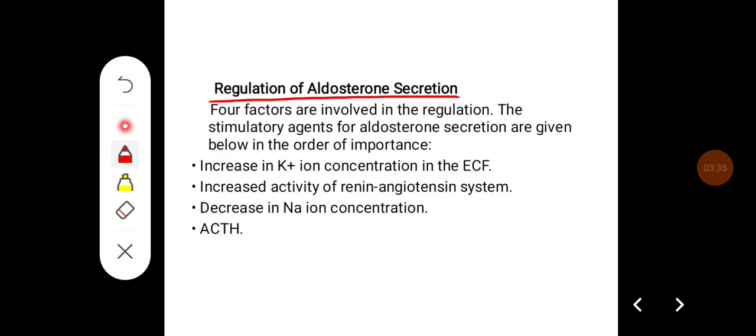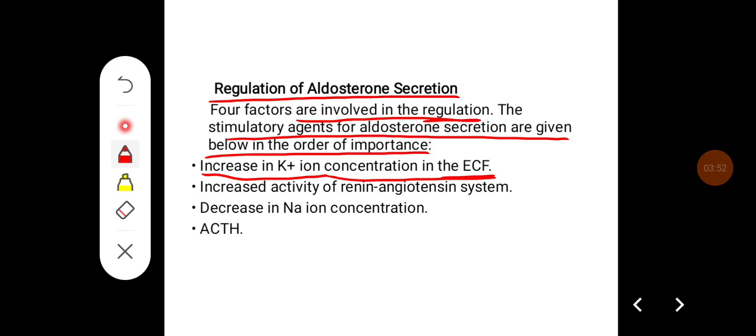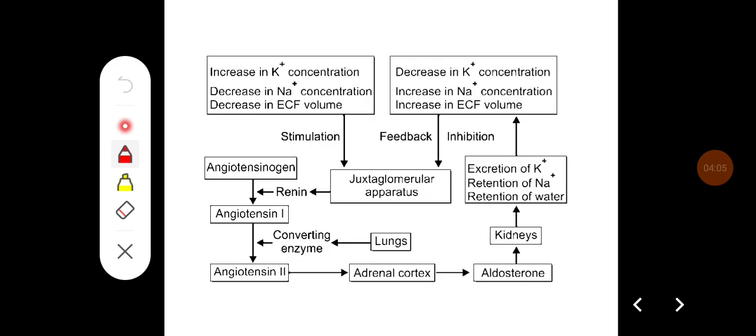Regulation of aldosterone secretion. Four factors are involved in the regulation. The stimulatory agents for aldosterone secretion are given below in the order of importance. The first is increased potassium ion concentration in the extracellular fluid, then increased activity of the renin-angiotensin system, then decrease in sodium ion concentration, and ACTH are the regulatory factors for aldosterone secretion.